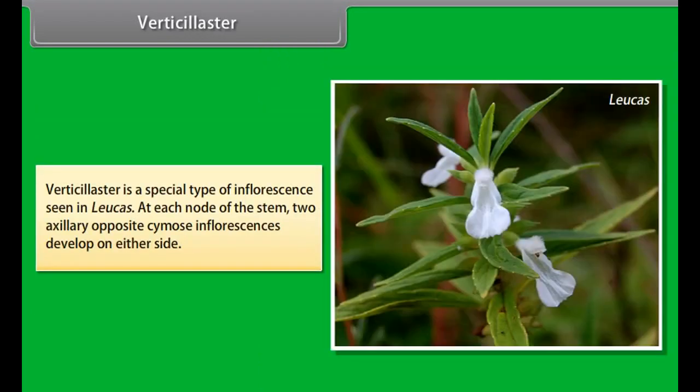Verticillaster. Verticillaster is a special type of inflorescence seen in Leucas. At each node of the stem, two axillary opposite cymose inflorescences develop on either side.